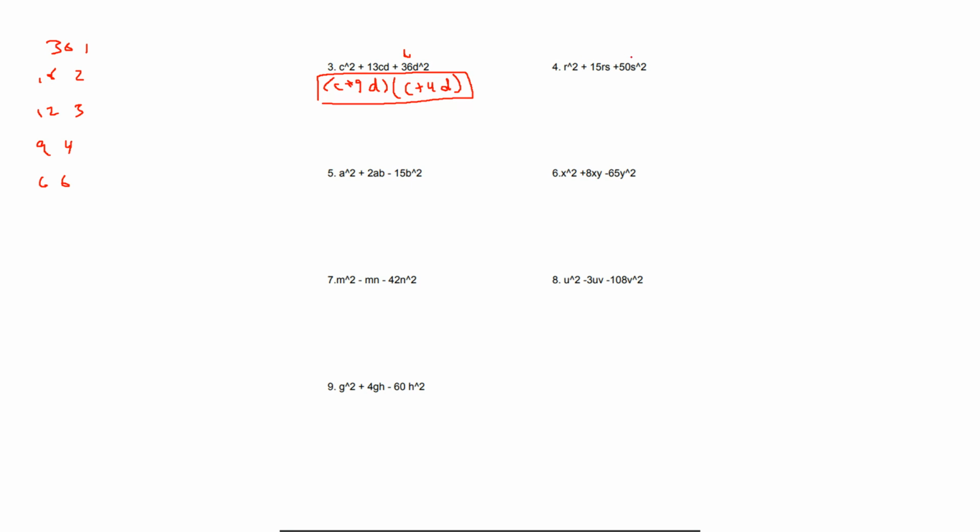Number 4, same thing, factors of 50 that add up to 15, so it becomes 1 and 50, 25 and 2, 10 and 5. 10 plus 5 is 15. So it becomes r plus 10s times r plus 5s for our answer for number 4.